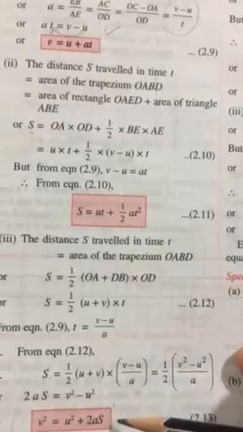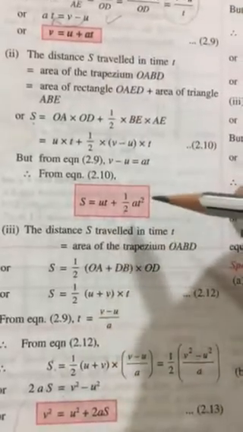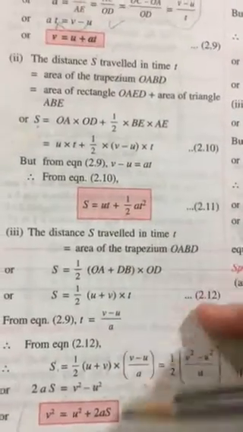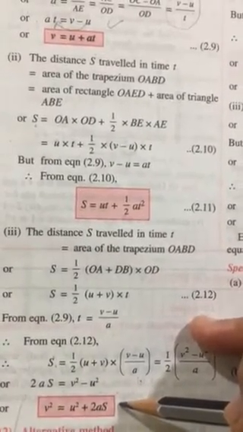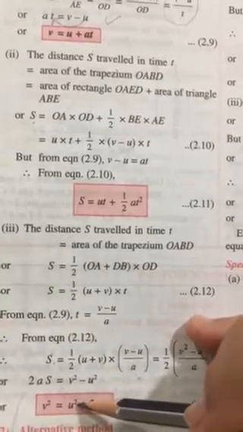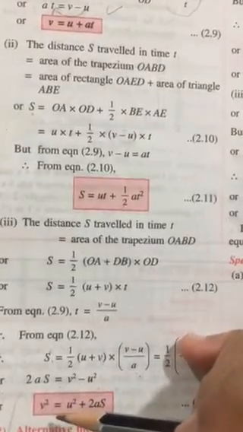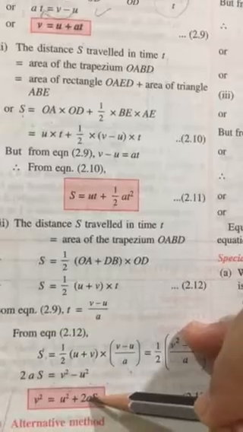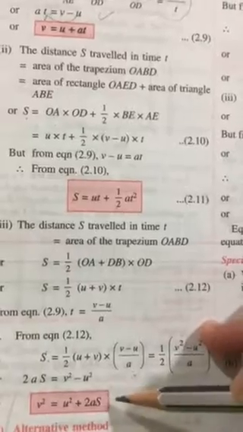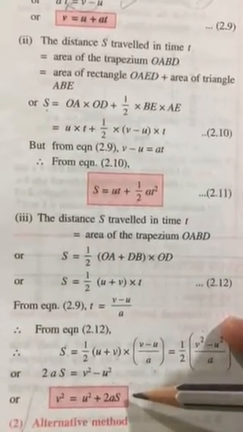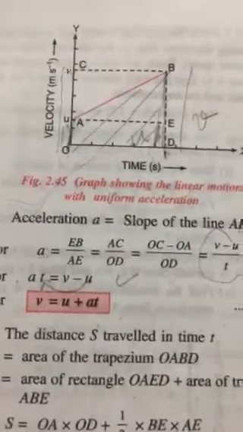So we have three equations of motion. First is V is equal to U plus AT. Second, S is equal to ut plus half at square, and third, v square is equal to u square plus 2as. Here u is the initial velocity, v is the final velocity, a is the acceleration, t is the time, and s is the distance or displacement. These are the three equations of motion based on a graphical method as shown to you.